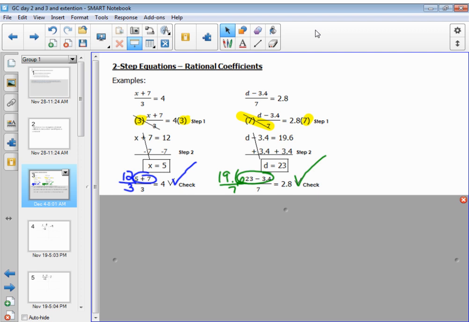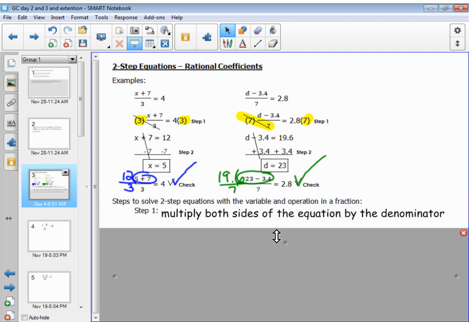Now, at the bottom, we're going to write down our steps. If you need to pause the video to write it down, please do so. Our first step, we want to multiply both sides of the equation by the denominator. Remember, your denominator is the bottom of your fraction. So we are multiplying both sides of the equation by that number.